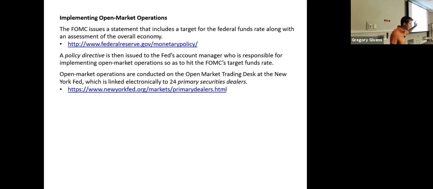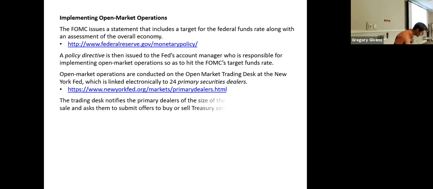So the account manager, that is this vice president of the New York Fed, receives this policy directive, and it's that person's responsibility to carry out open market operations in an amount or in a frequency sufficient to meet the policy directive, that is to hit the federal funds rate target as closely as possible. Okay, so how does that work?